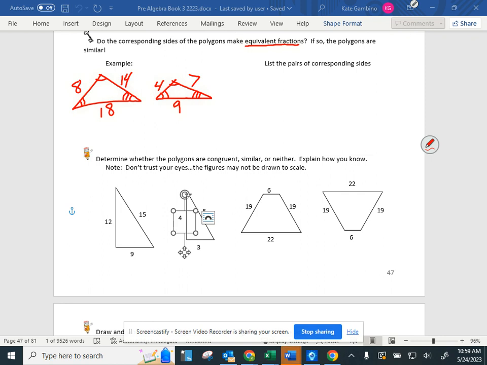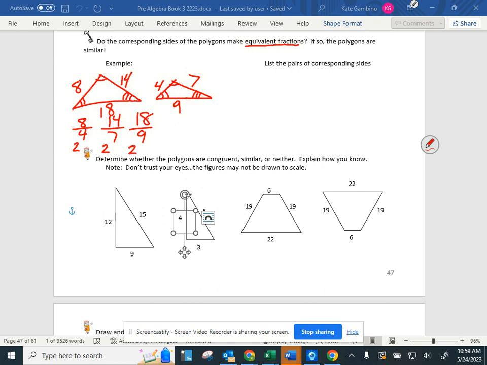How am I going from 8, 14, and 18 to 4, 7, and 9? Gus? I divided each side on the large triangle by 2. Everyone was divided by 2. So if I drew my fractions, 8 matches up with 4, 14 matches up with 7, 18 matches up with 9. I'm going to divide it. 8 divided by 4 is 2. 14 divided by 7 is 2. 18 divided by 9 is 2.